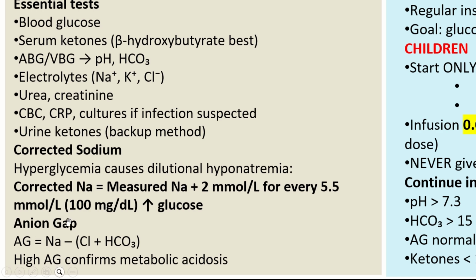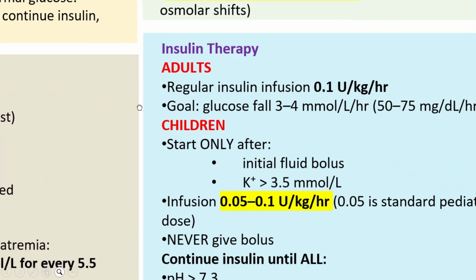So the anion gap is calculated as the sodium minus the chloride and bicarbonate. So you will see that as the bicarbonate goes low, this anion gap is going to increase. As the bicarbonate comes back up during our management, we are improving on the ketosis and everything else. This anion gap is going to be narrowing all the time. So it is going to be one of the ways that we monitor improvement during the management of DKA.